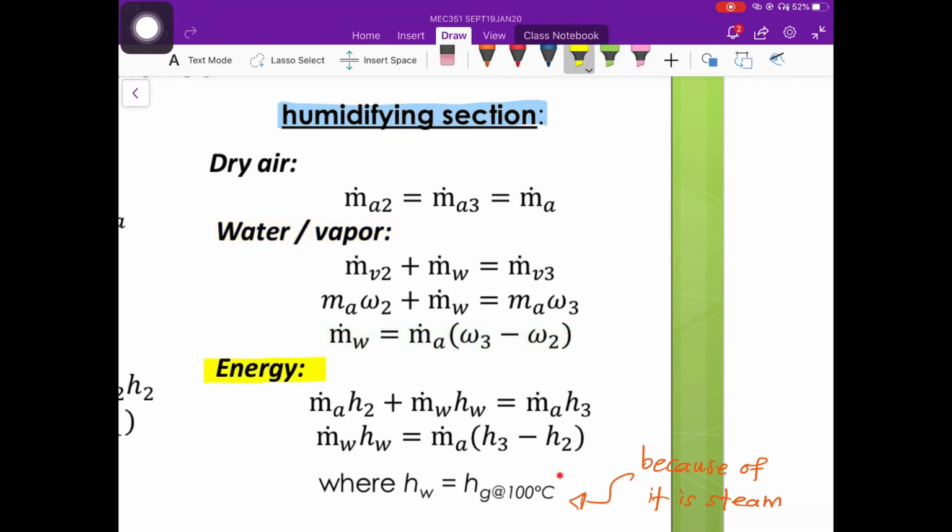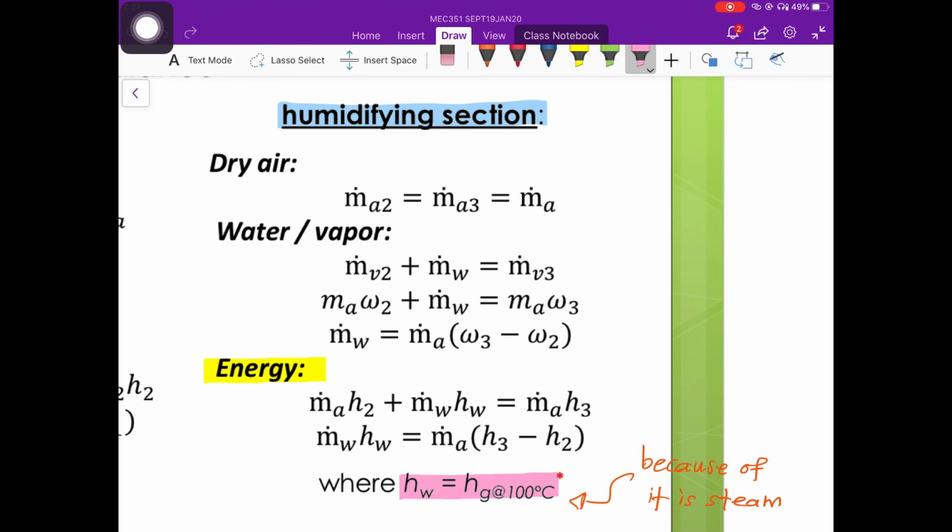For the energy balance during the humidifying process, this represents the energy of the air flowing into the humidifying section, while these terms represent the energy of the steam supplied to our humidifying section. Note that these are the energies entering our system, and our system now is the humidifying section. This term represents the energy of the air leaving our humidifying section. We can arrange the expression to this equation.